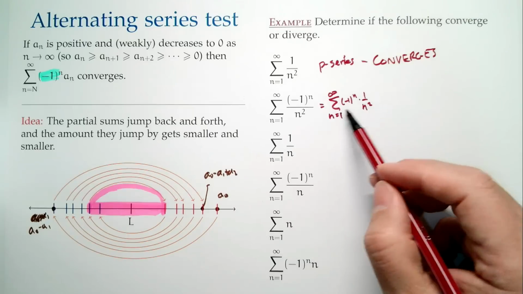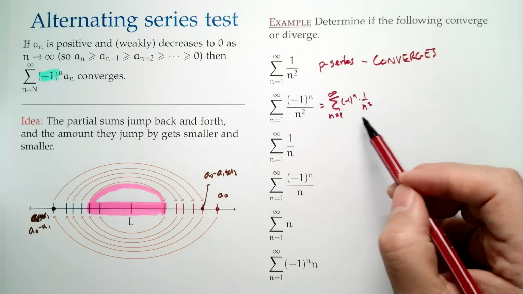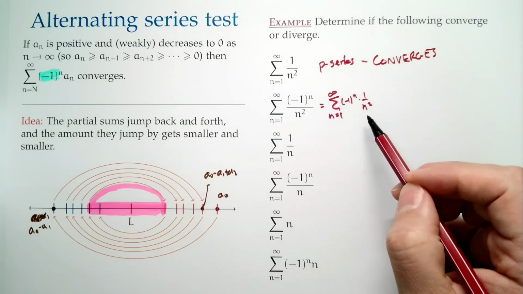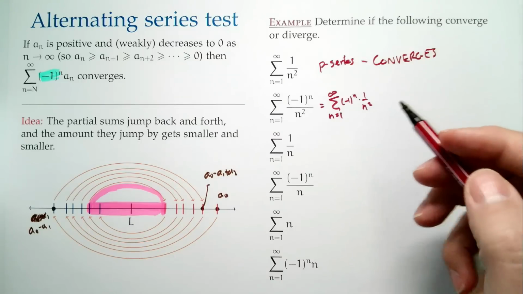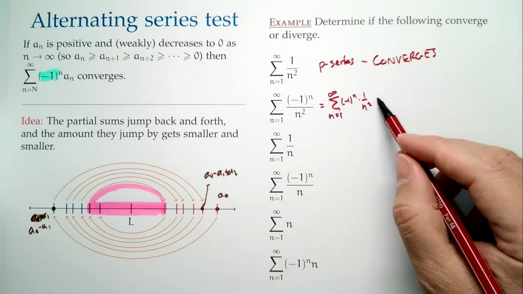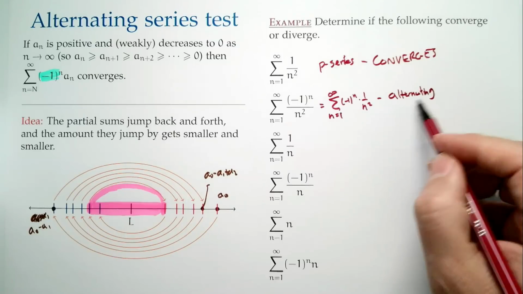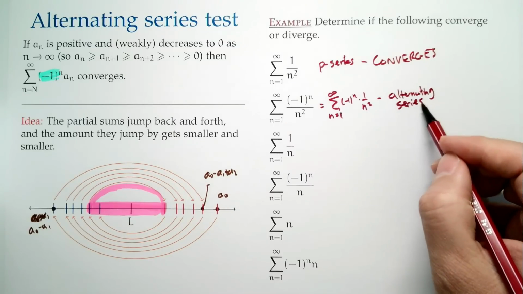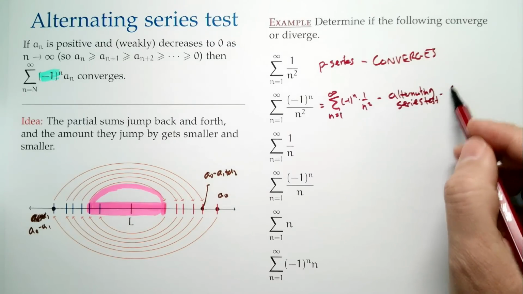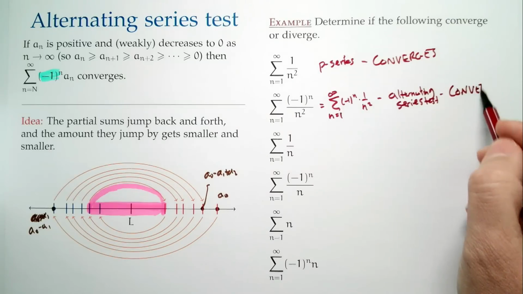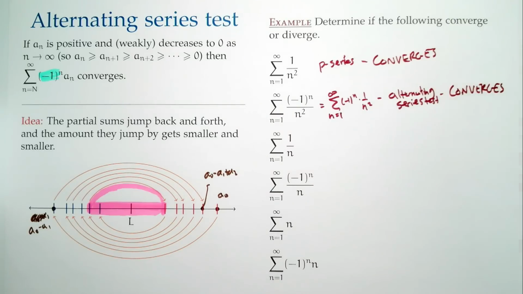So the question is, okay, I alternate. Does that other part go down to 0? And it does. And so we can say, all right, alternating series test. And so therefore, what's our conclusion? The conclusion is, yes, it converges. Good. Okay, all right.